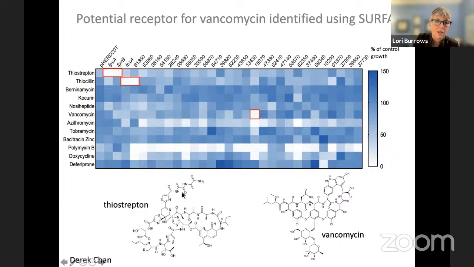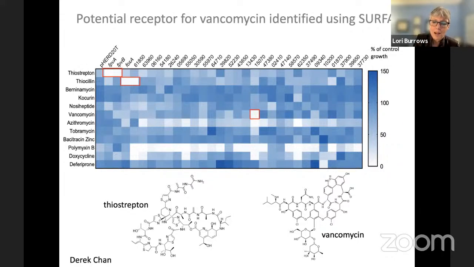And you can see that if you look at the control lane, Pseudomonas with just the vector, it's growing just fine in the presence of vancomycin. But Derek found that one of these uncharacterized receptors actually allows vancomycin to kill Pseudomonas. So this is just the beginning of this project, but we think this is pretty cool.